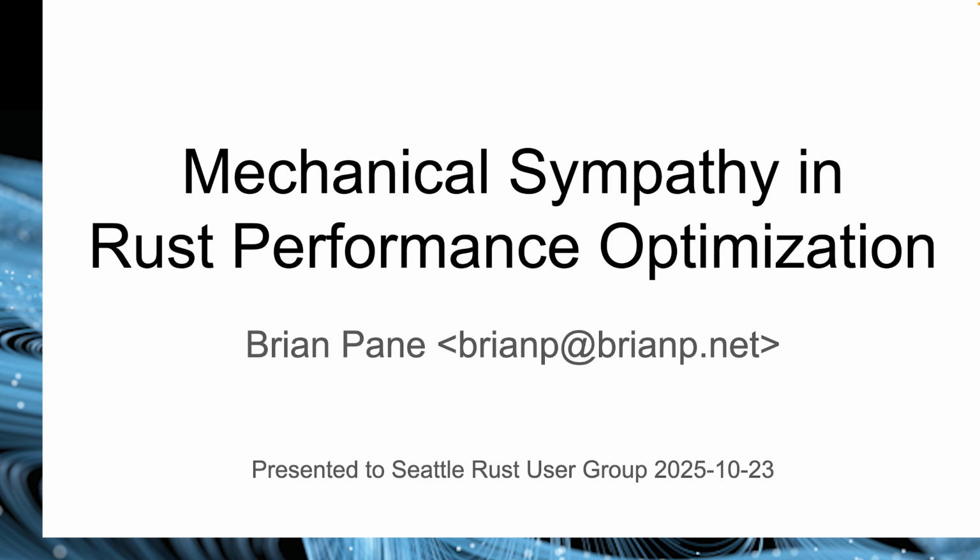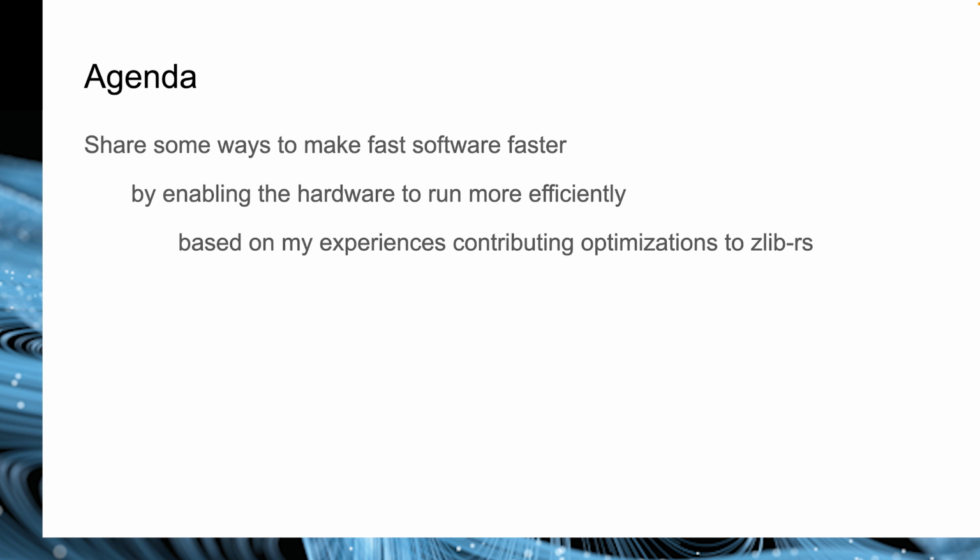I'm happy to talk with you today about the use of mechanical sympathy in Rust performance optimization. What that means is I'll share some ways of making fast software run even faster by using knowledge of the target hardware's strengths and weaknesses to help the software help the hardware run more efficiently. And I'll use examples from my experiences this year contributing performance improvements to a Rust compression library called zlib-rs.